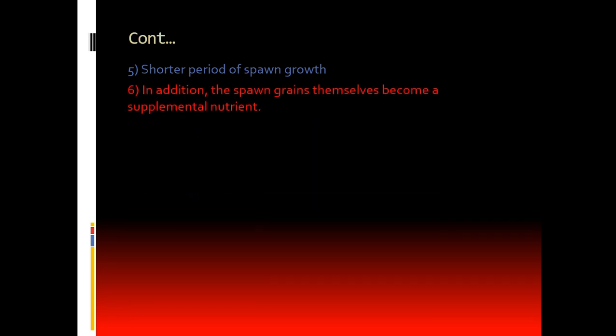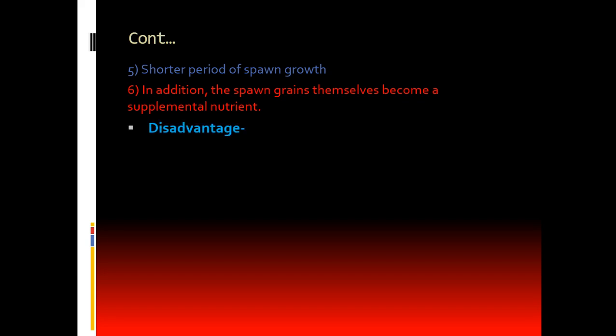Okay, now shorter period of spawn growth. We have learned about these things. In addition, the spawn grains themselves become a supplemental nutrient. Okay, we have learned the spawn grains means wheat grains, jowar grains, or whichever is suitable, but wheat grain is suitable for the spawn. They also supply the supplemental nutrient to the spawn run.